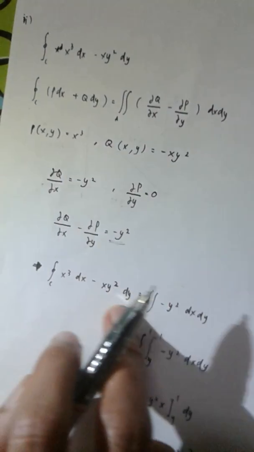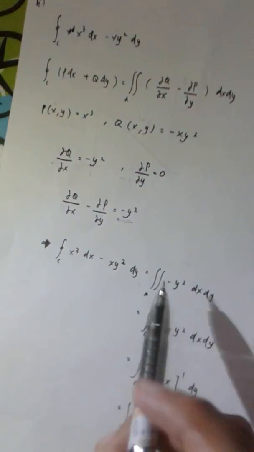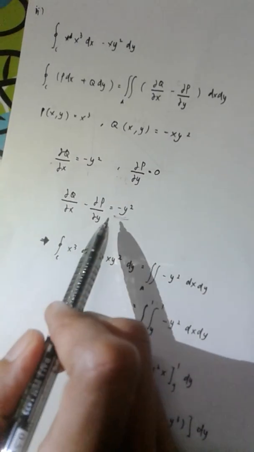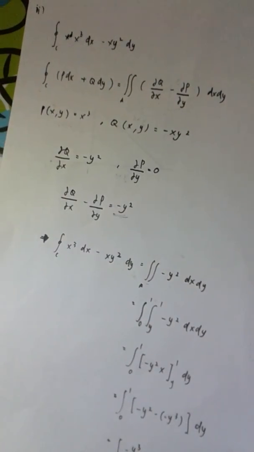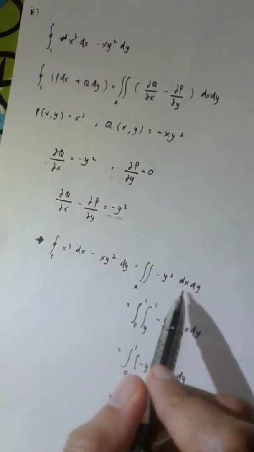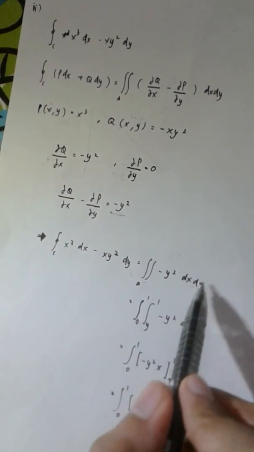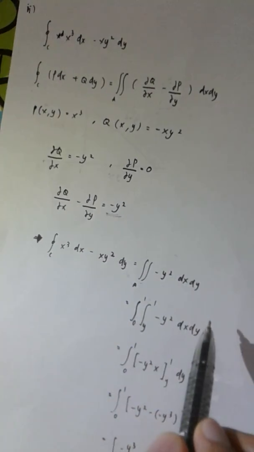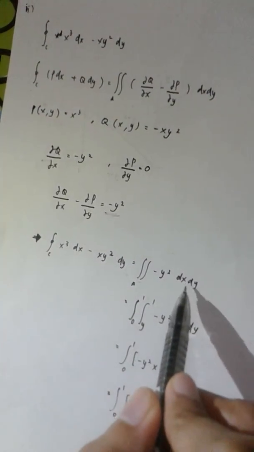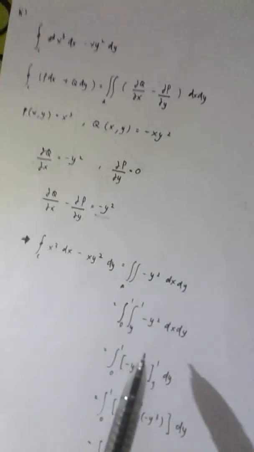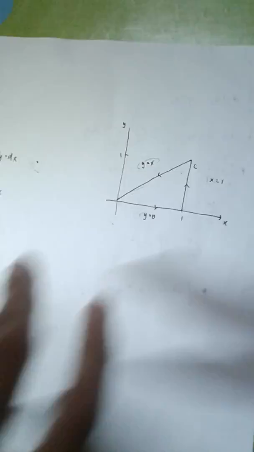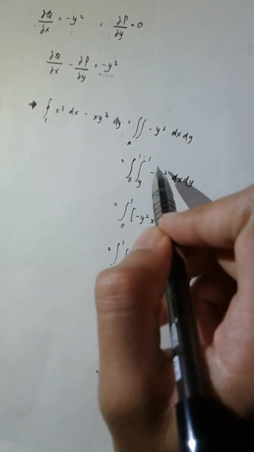So after that, we just put it into the Green's theorem equation. We got this negative y squared. Here we have the integral of negative y squared dx dy. To solve this kind of question, we have to integrate dx first. To know the limits, upper and lower limit, we have to refer to this graph. From the graph we know that the upper limit and lower limit for dx is 1 and y.